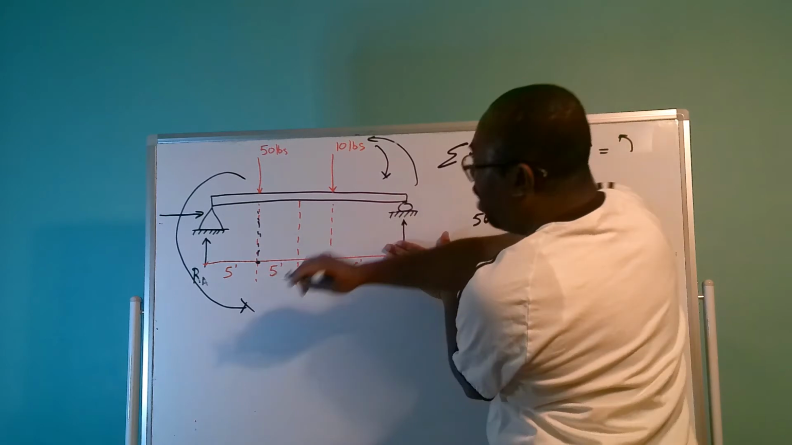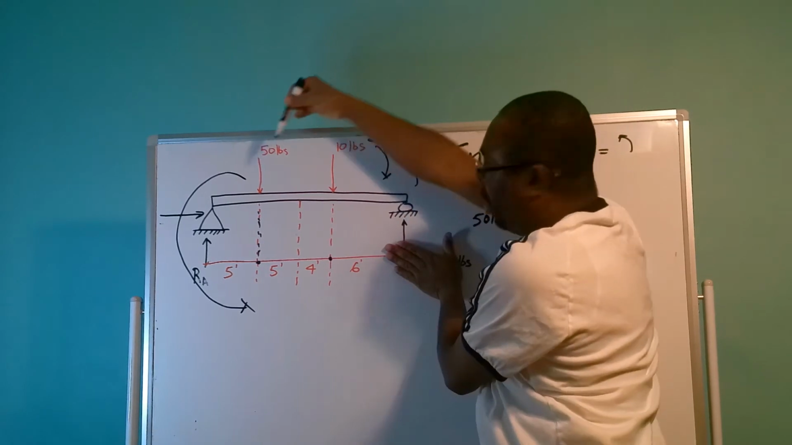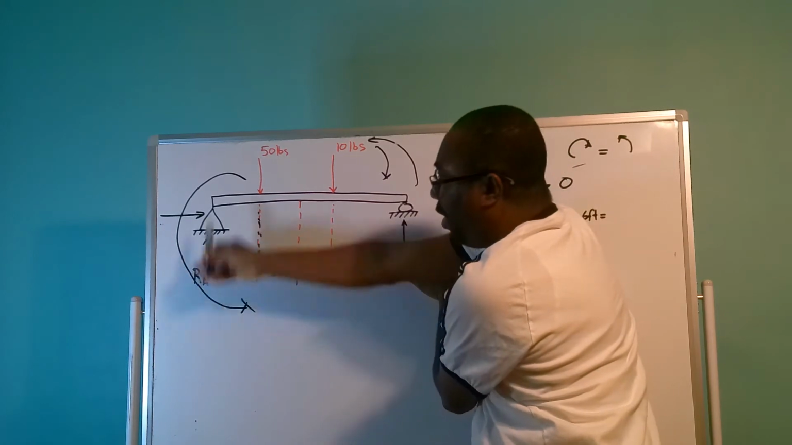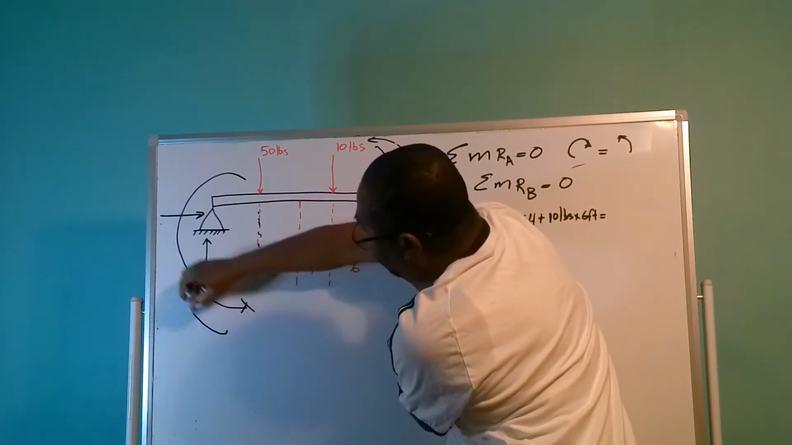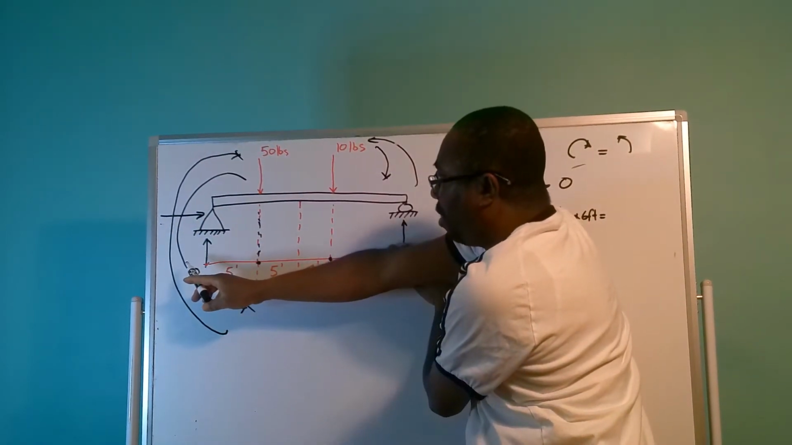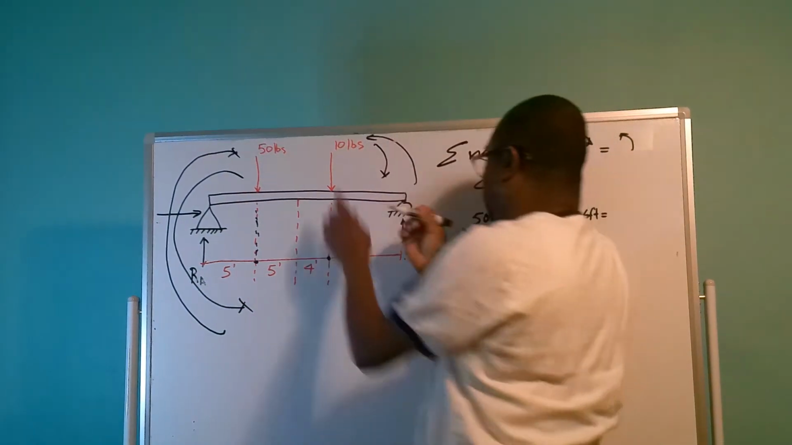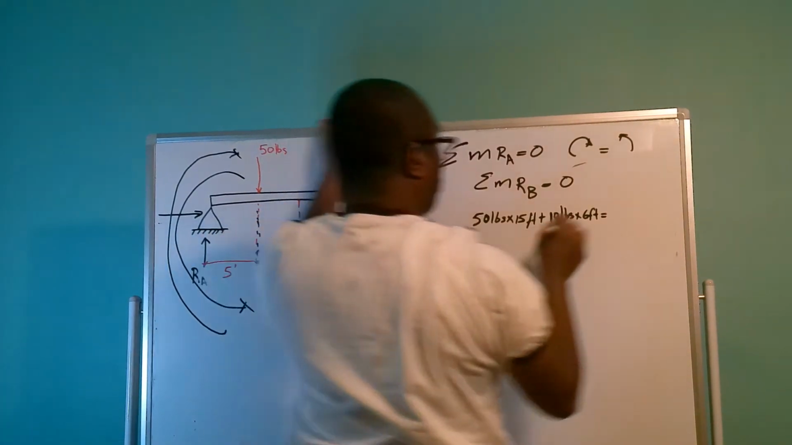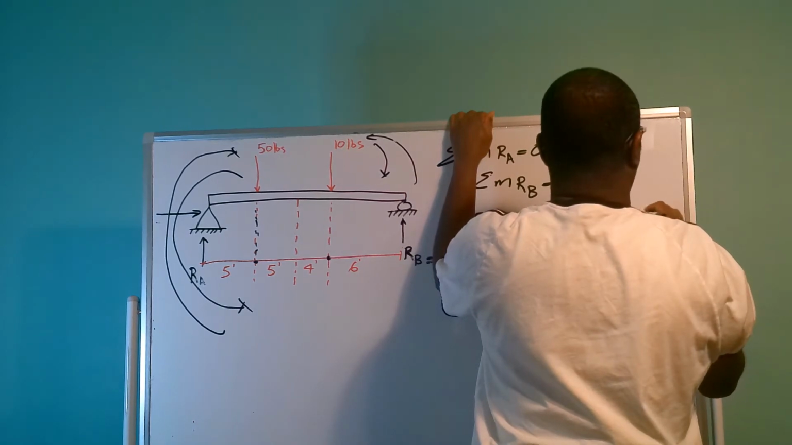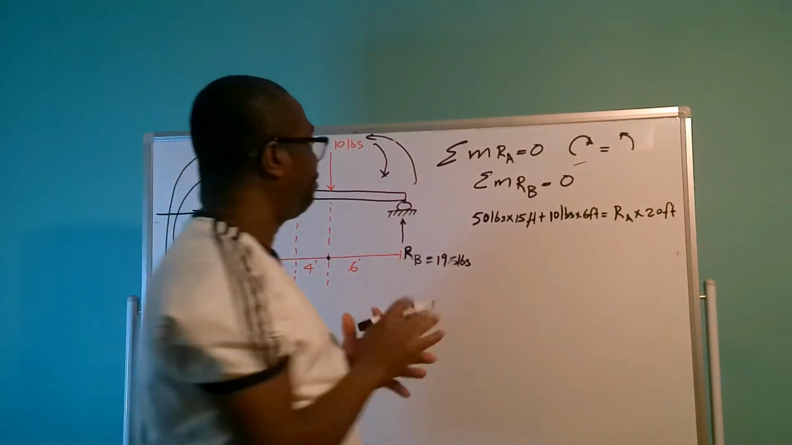Right? So we have dealt with these two loads, 50 pounds and 10 pounds respectively. The only load that we have now going up is RA, and RA is going to turn the beam this way, clockwise. So we have RA going up, acting 20 feet away from RB. So it's going to equal RA times 20 feet. See that?